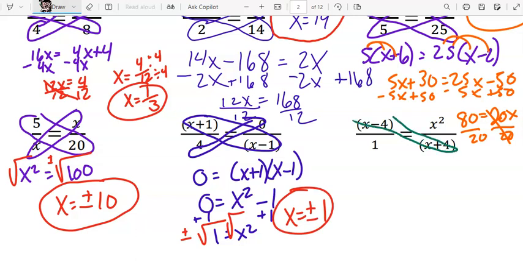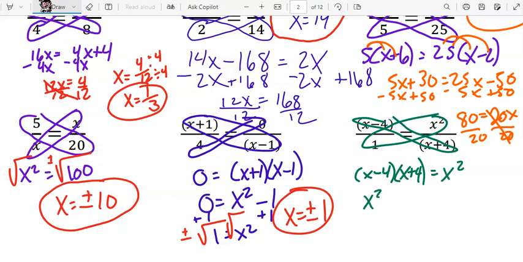Okay, we'll cross multiply this one. So x squared minus 16 equals x squared. Subtract x squared from each side. Negative 16 equals 0. That's false, so there's no solution.